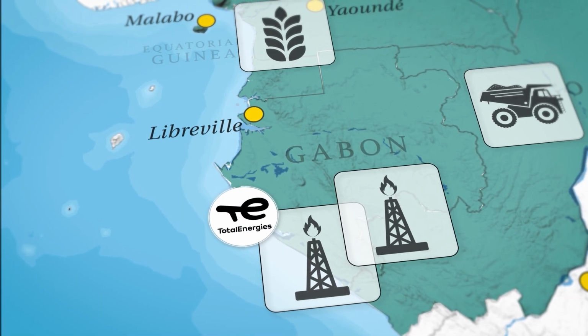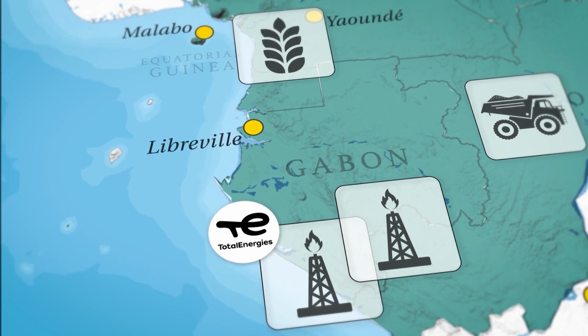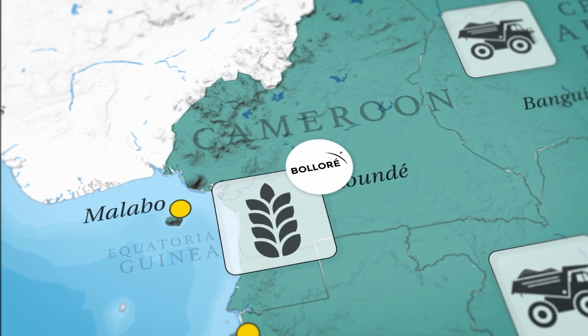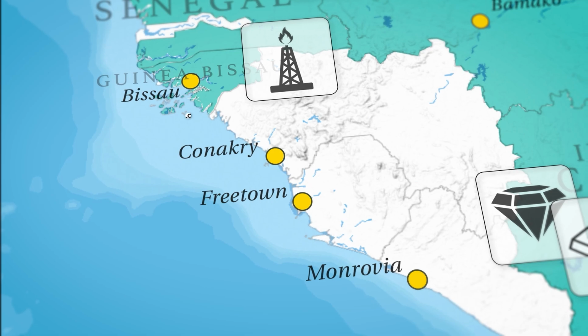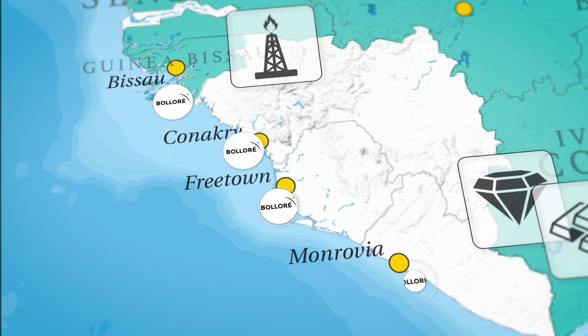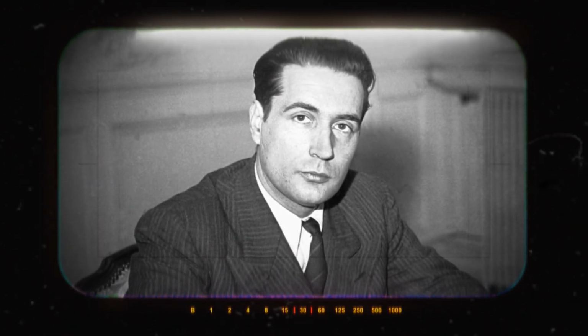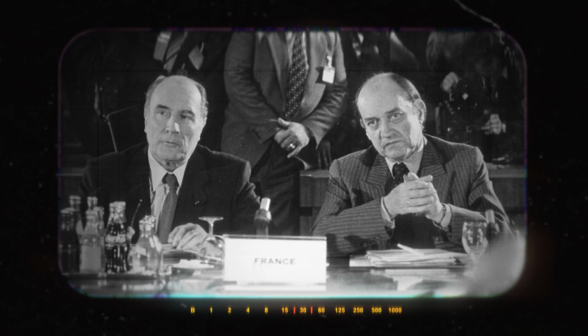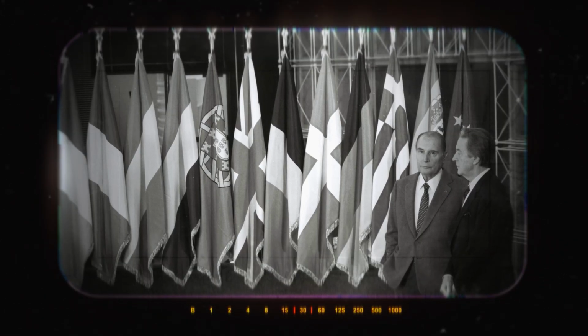Meanwhile, Total Energies has dominated Gabonese oil production, whilst French conglomerate Bolloré controls plantations in neighbouring Cameroon along with most of West Africa's major ports. It's not by chance that former French President Jacques Chirac once said that much of the money in French banks comes from exploiting Africa, and that France would become a third world economy without it. Even in 1957, then President François Mitterrand admitted that without Africa, France would have no history in the 21st century.